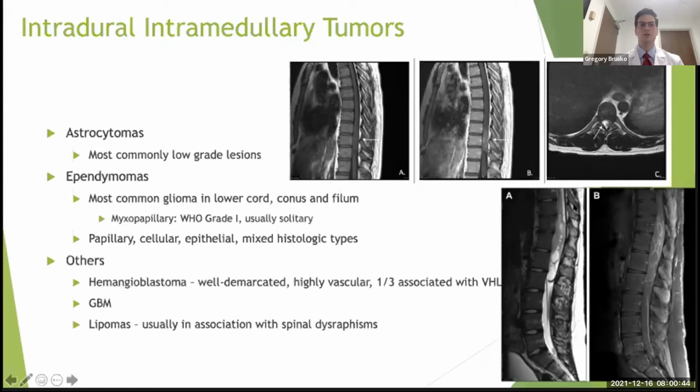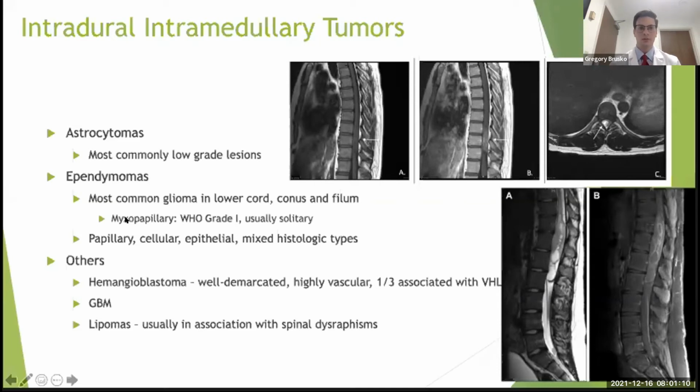This is in contrast to ependymomas, which tend to be cystic, are more encapsulated, typically making surgical resection a bit easier, but obviously can be very difficult to resect, particularly if they're quite large. And when they occur in the conus and the filum lower down in the spinal cord, they're termed myxopapillary ependymomas, which are WHO grade 1 lesions.